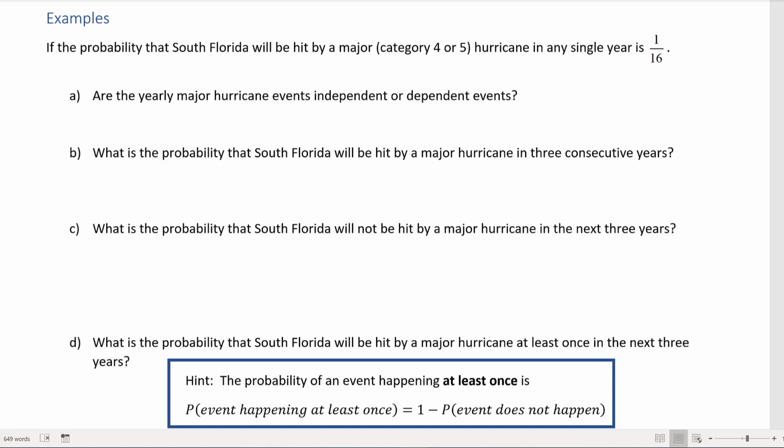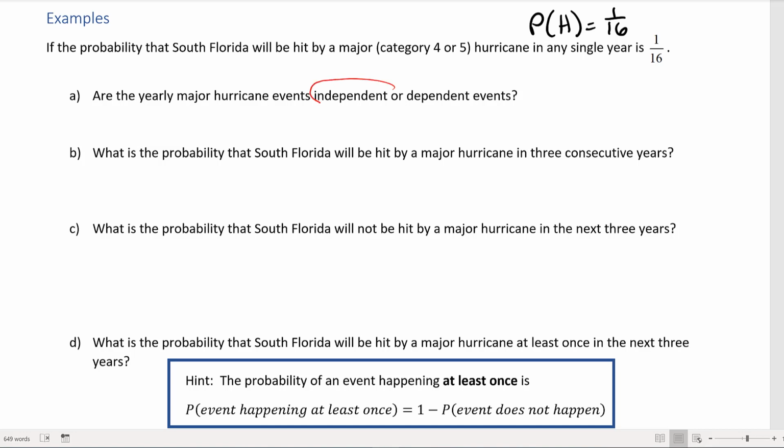Let's do some examples. If the probability that South Florida will be hit by a major hurricane, that's category 4 or 5, in any single year is 1/16th, we're going to use P of H equals 1/16th for that event of a major hurricane. So are these yearly major hurricane events independent or dependent events?